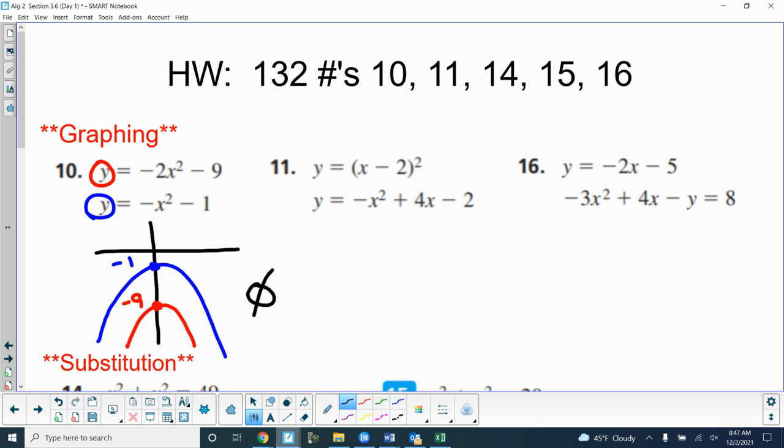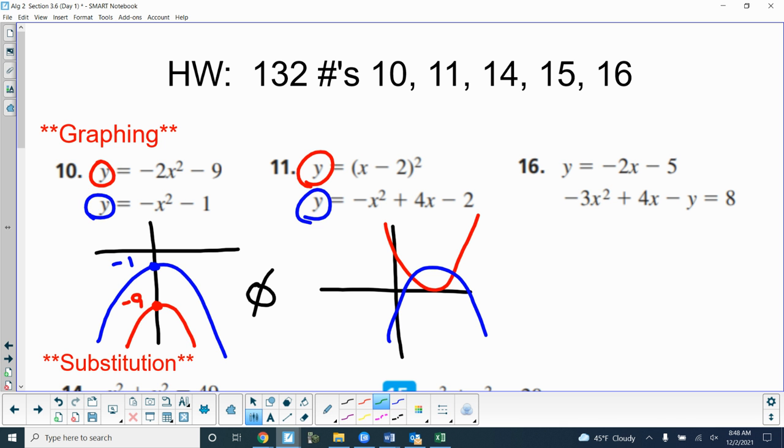The number 11, they're both squared. Just like these, there's 2 parabolas. So when we graph it, we had the red one, the x minus 2 squared, moved over just 2. So it was kind of like this. And then the blue one, the negative x squared plus 4x minus 2, kind of looked like this. So we had these 2 points of intersection.